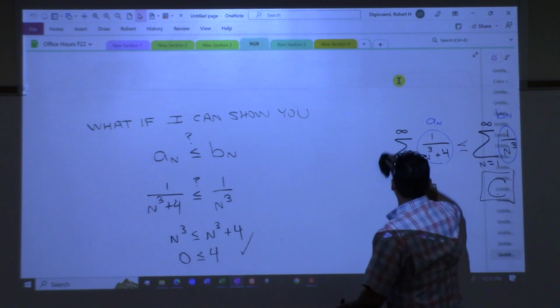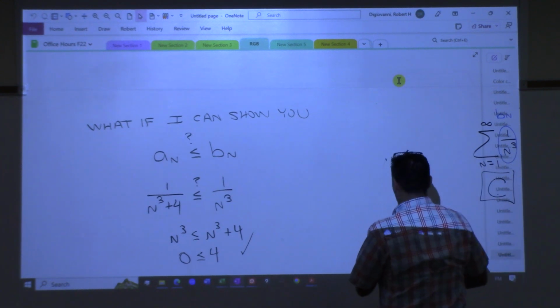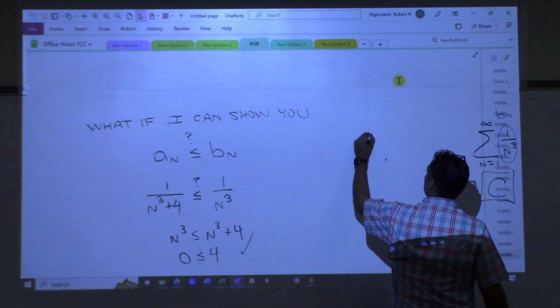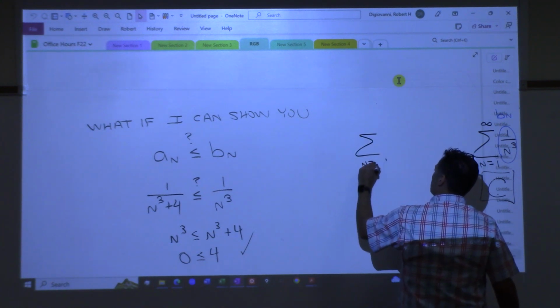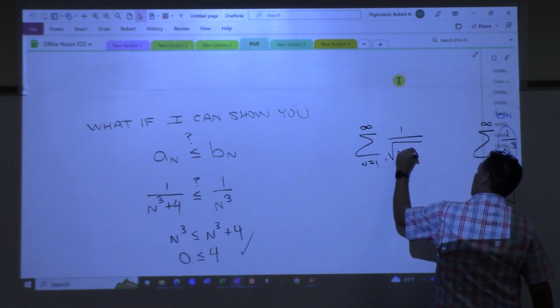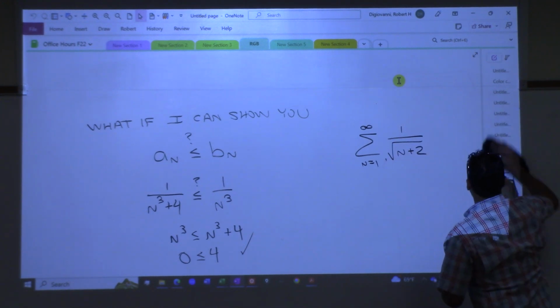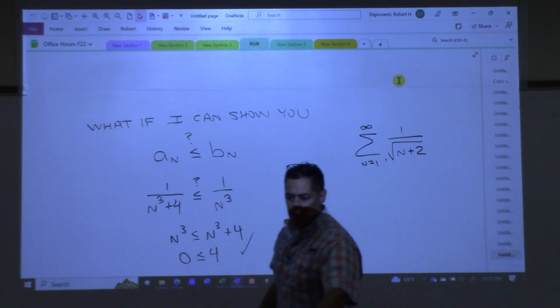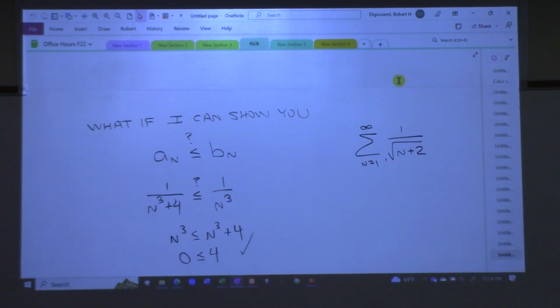So what about this one? Sum n equals 1 to infinity of 1 over the square root of n plus 2? Let's do that one. So you could say it looks like 1 over n to the 1/2, right? This looks like 1 over the square root of n. But again, we want to run through everything. N-term test fails, not geometric, not harmonic, not telescopic.